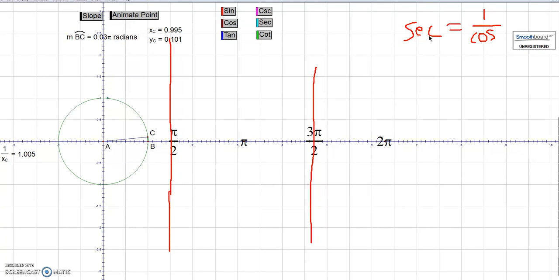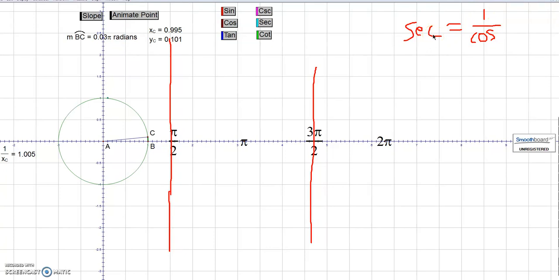Okay, and then I want you to consider what happens when cosine is at a max or a min. So let's just start with a max. At 0, at 0 degrees, 0 radians, on the unit circle, cosine is 1. Positive 1. So 1 divided by positive 1 is still 1. Cosine of 0 is 1. That makes this whole fraction 1. So secant of 0 also will be 1.